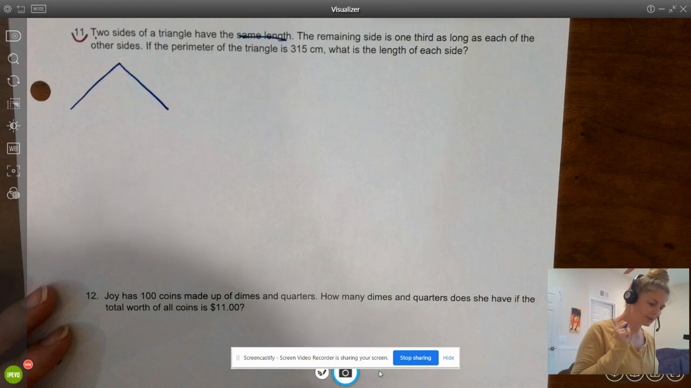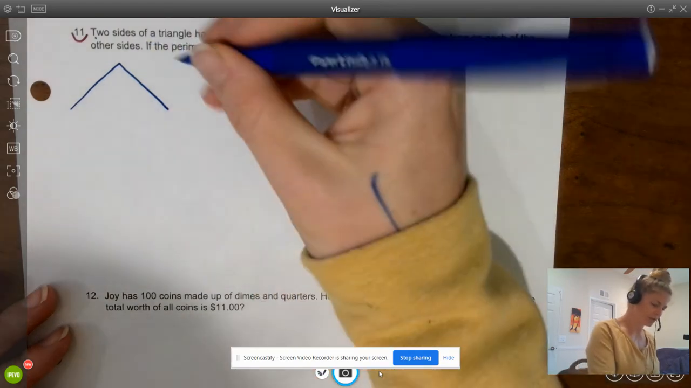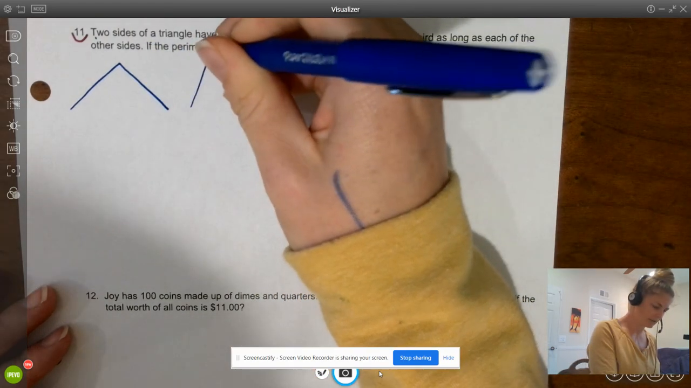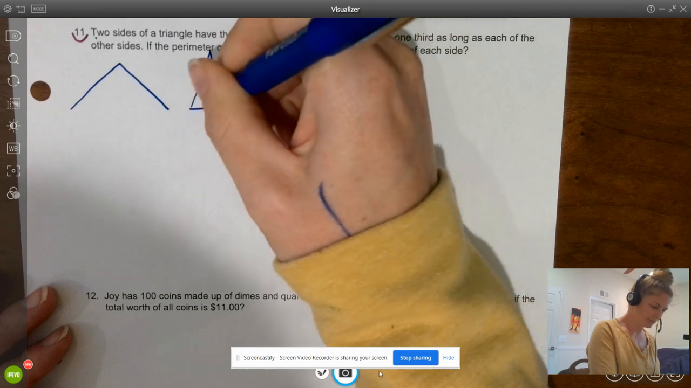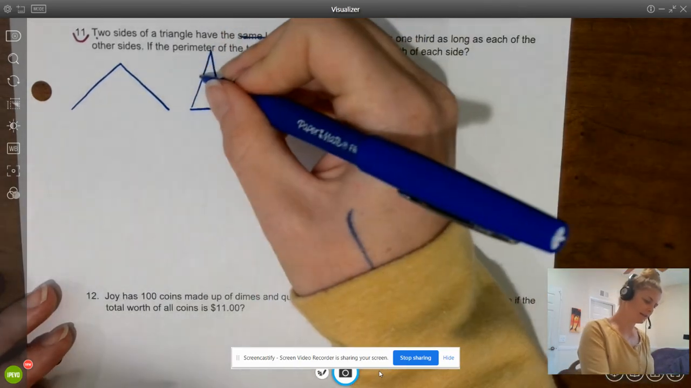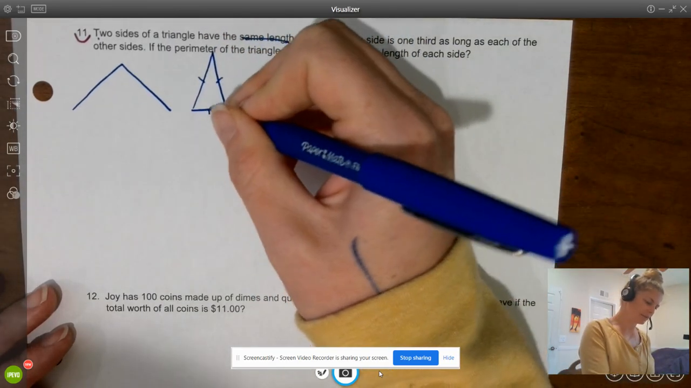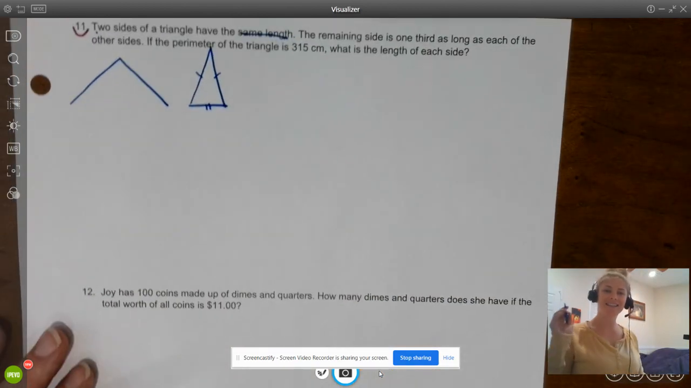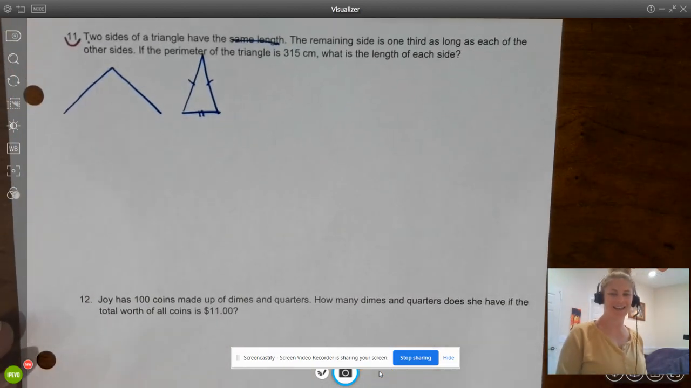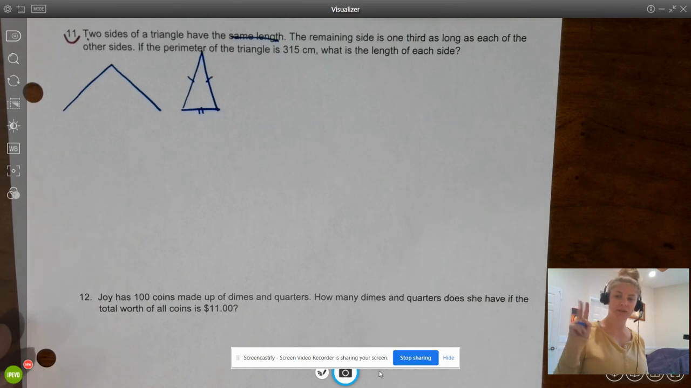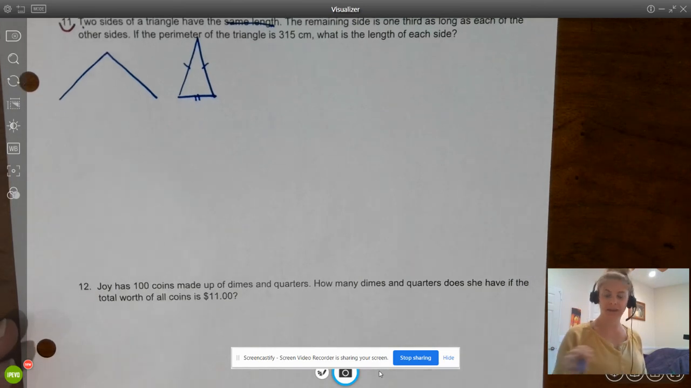Oh, the remaining side is 1/3 as long, so not drawn to scale. Maybe we should do it like this. Okay, that's better. And these little lines mean that those are the same. This is an isosceles triangle. Isosceles triangles have two sides that are the same. Scalene are three sides that are different. Equilateral, all sides are the same.